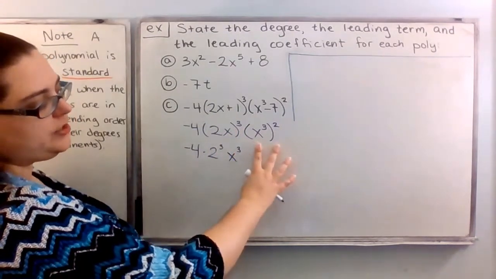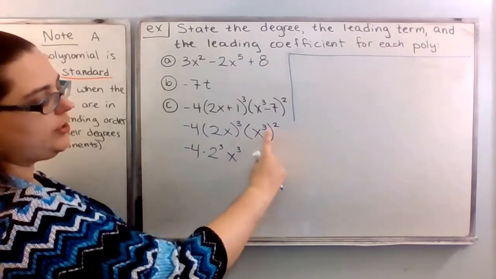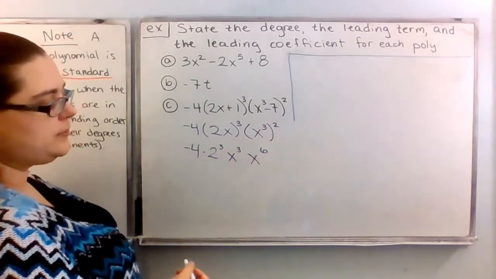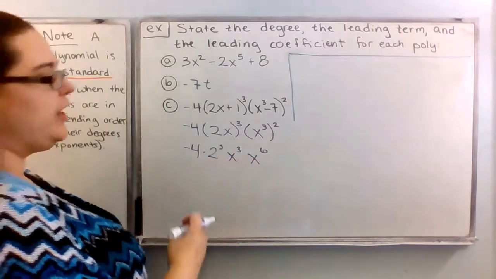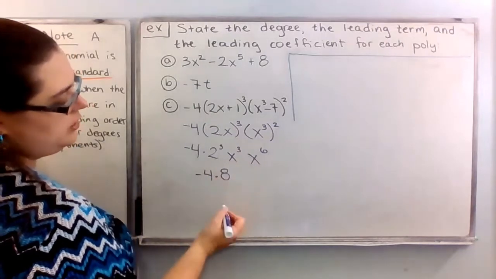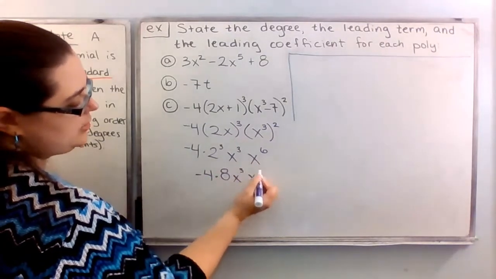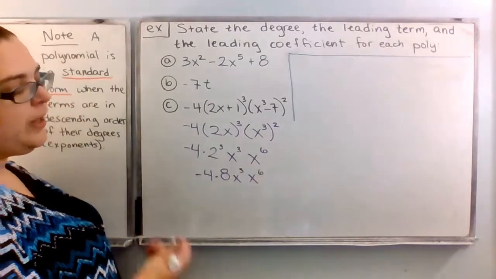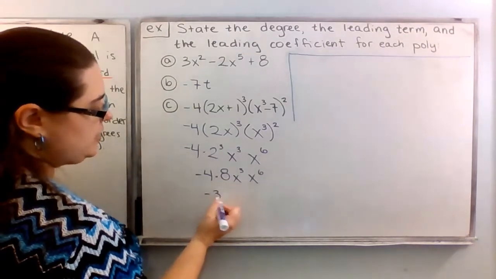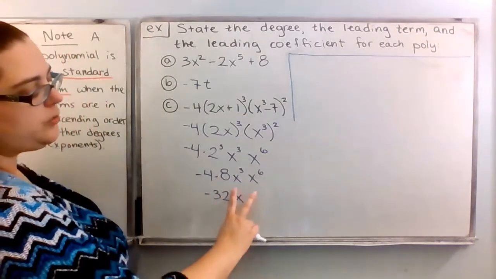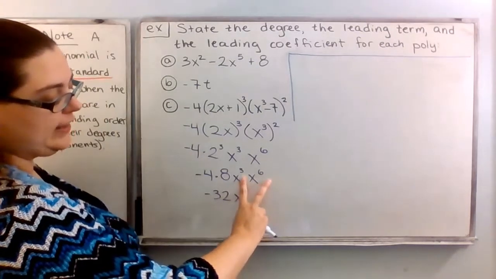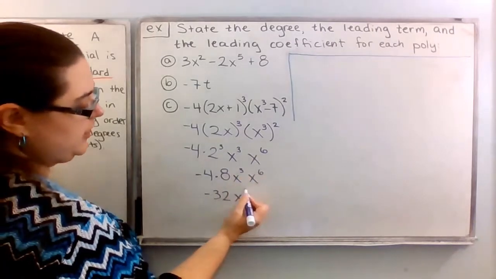And then for this next factor, we have x cubed being squared. So when you have a power to a power, you're going to multiply them. So 3 times 2 is 6. So then simplifying this, we get a -4, 2 cubed is 8, x cubed, x to the 6. Now we can combine the similar factors. So 8 times -4 is -32. And when I'm multiplying two expressions with the same base, I can add the exponents. So 6 plus 3 is going to give me 9.